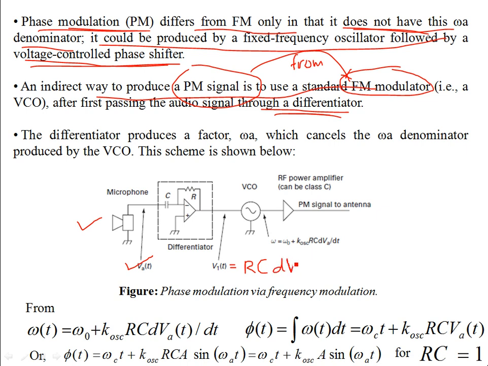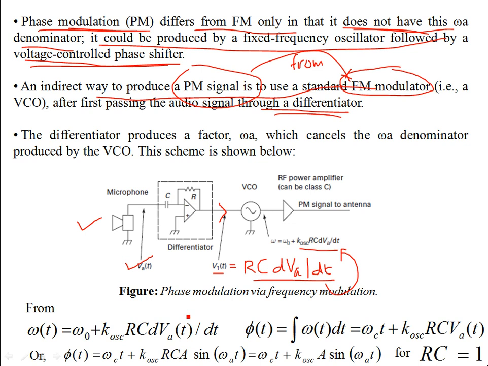This is the derivative of the audio signal produced by the microphone, so dVA/dt. You see that this thing comes over here, and this is the expression. If the voltage controlling the oscillation of the voltage controlled oscillator is V1(t), and that is RC dVA/dt, then you don't have omega A in the denominator. You don't have omega A.